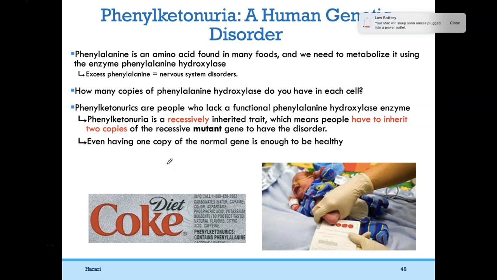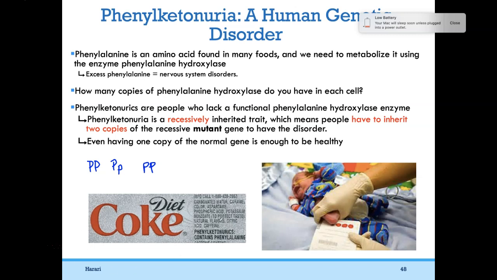So for example, if we wanted to put it as genotypes, I would say that big P, big P is healthy. Big P, little p is also healthy, right? And big P encodes for phenylalanine hydroxylase in this example. This person would have 1 gene with a good copy of the enzyme and 1 gene with a mutated copy. Somebody with phenylketonuria would be little p, little p, which means both copies of their phenylalanine hydroxylase gene would be defunct. They would be mutated. Therefore, they can't metabolize phenylalanine.